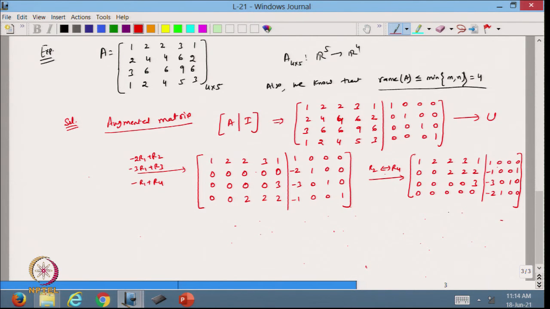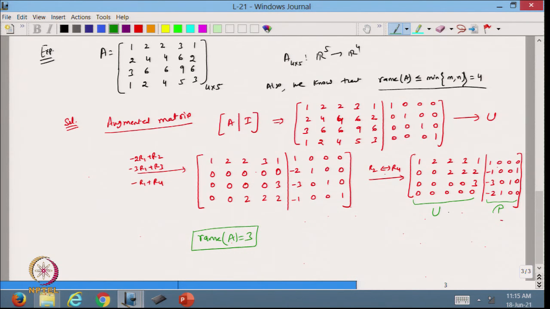Now from here you can check that this is my echelon form. That is my row echelon form U, and this is my P. Based on this, if you see, the rank of the matrix A in this case is coming 3, and the number of variables.